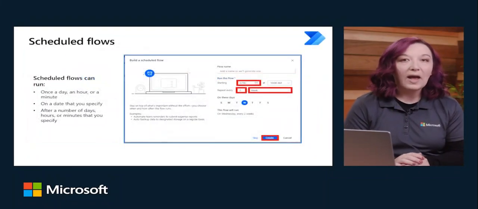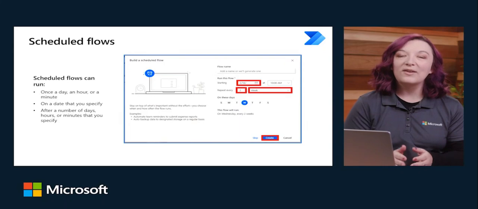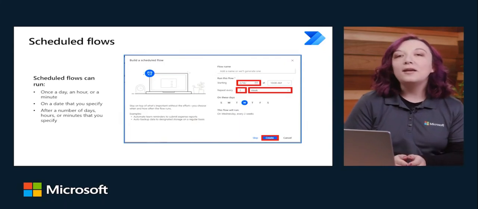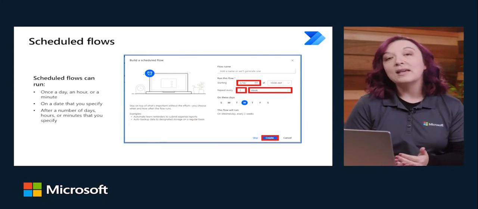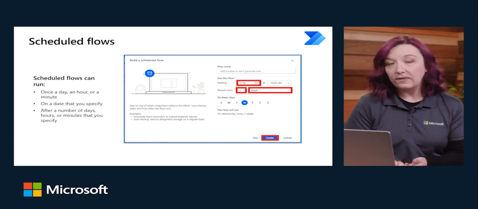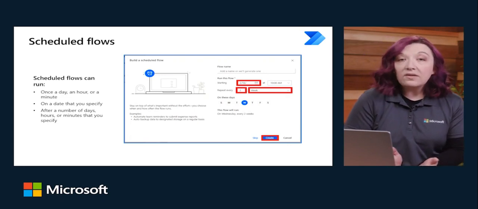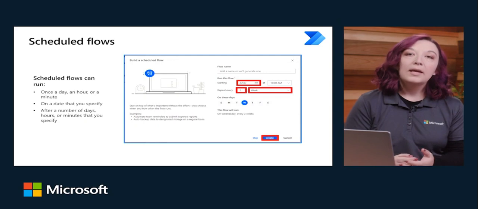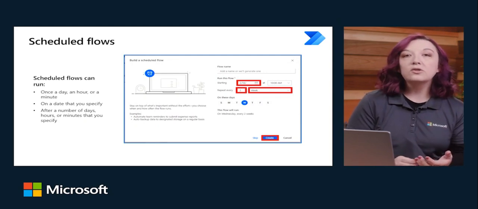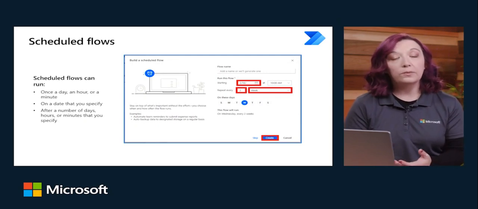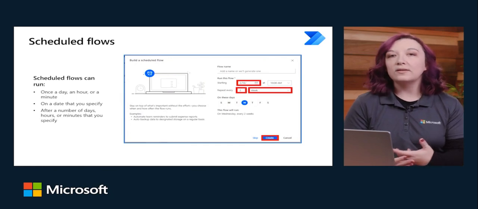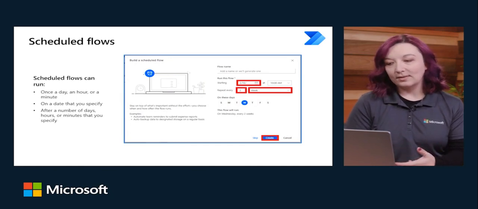Just like it sounds, our scheduled flow is going to run on a schedule. We can choose what that schedule is in terms of how many times it runs, the date, or even after some time has passed. If we want to build our own, we can just select the option to create a new flow from scratch, and then we just configure the scheduling options.